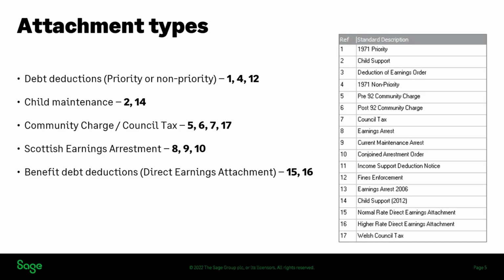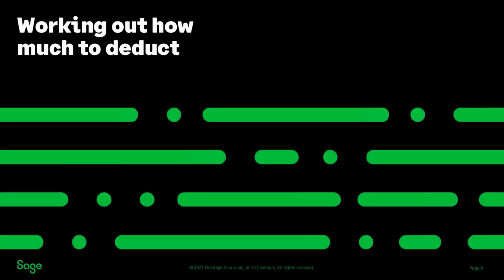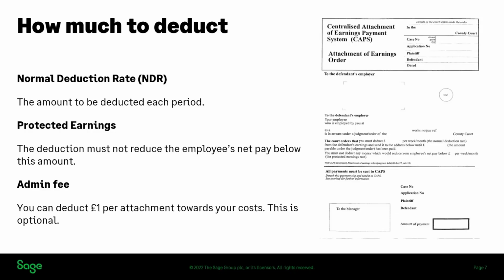Now, when you receive an attachment, half the battle is identifying what type of attachment it is. So hopefully this information will point you in the right direction. But then you need to know how to make the deduction, how to work out how much you need to deduct. So I'm going to explain the 2 different ways that you might be asked to work out how much to deduct in respect of an attachment of earnings order.